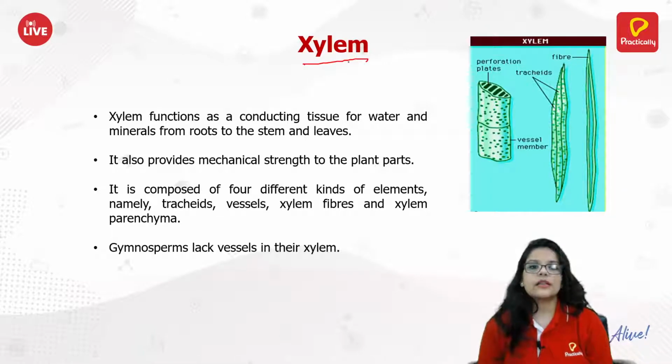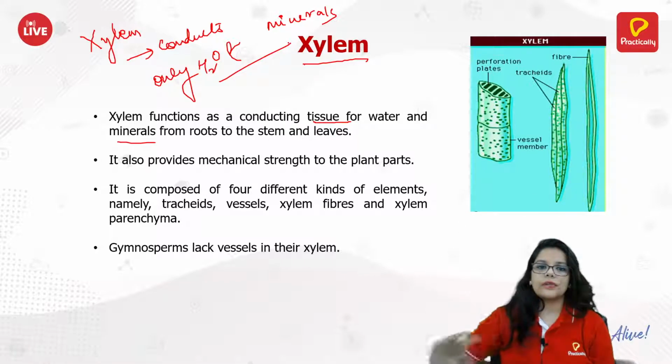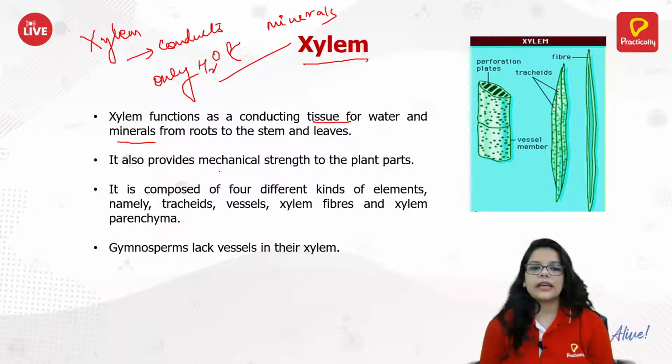So xylem is basically a conducting tissue for water and minerals. Xylem conducts only water and minerals, nothing else. That's all. And they also provide mechanical strength. And as I said, they'll have different kinds of cells. They have cells such as tracheids, vessels, xylem fibers, and xylem parenchyma.